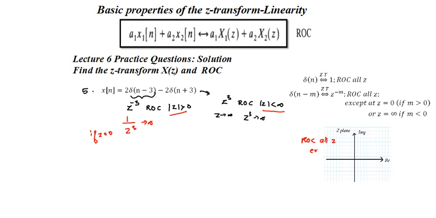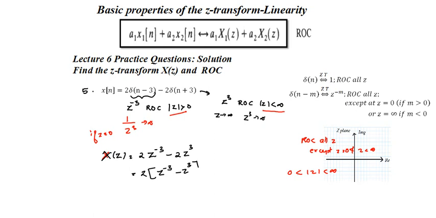except at two cases, at Z is equal to 0 and Z is equal to infinity, or in other ways you can say 0 less than modulus of Z less than infinity. So that is the ROC, and I can write the final result like this: x of Z is equal to 2. Based on the linearity property, I can write 2 is Z raised to minus 3 minus 2 into Z cube. So if you take 2 outside, it becomes Z raised to minus 3 minus Z cube, okay. And the ROC is already given, okay.